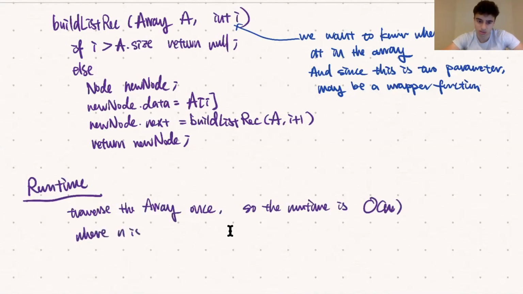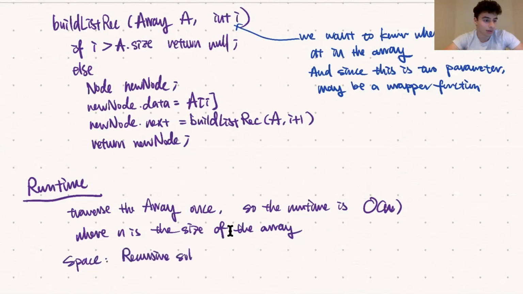But as I alluded to, the recursive solution does require the use of a stack to store those recursive calls. So in terms of space, maybe it's preferred to go with the iterative solution, but in terms of clarity, I think the recursive solution in this situation definitely wins. Anyway, that's all for building a linked list from an array.